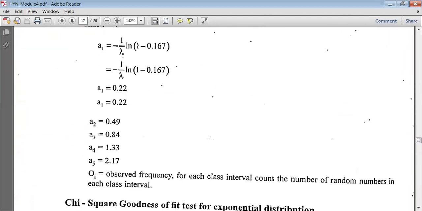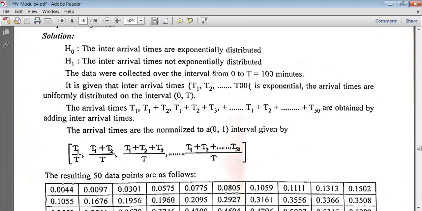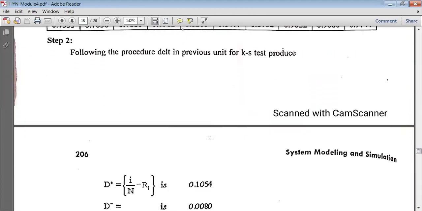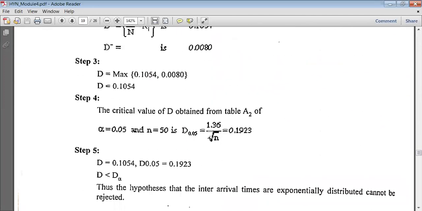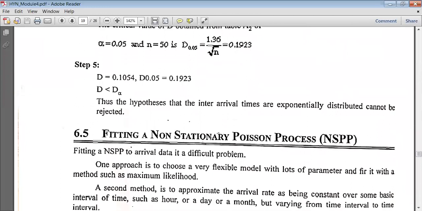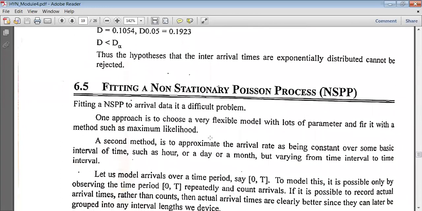The third type of problem is by making use of the KS goodness of fit test. These are the three different types of problems, but the repeatedly asked problem is the chi-square goodness of fit test, the first one, where we calculate Oi minus Ei the whole square. You have to concentrate on the first type of problem more, since it is repeatedly asked.